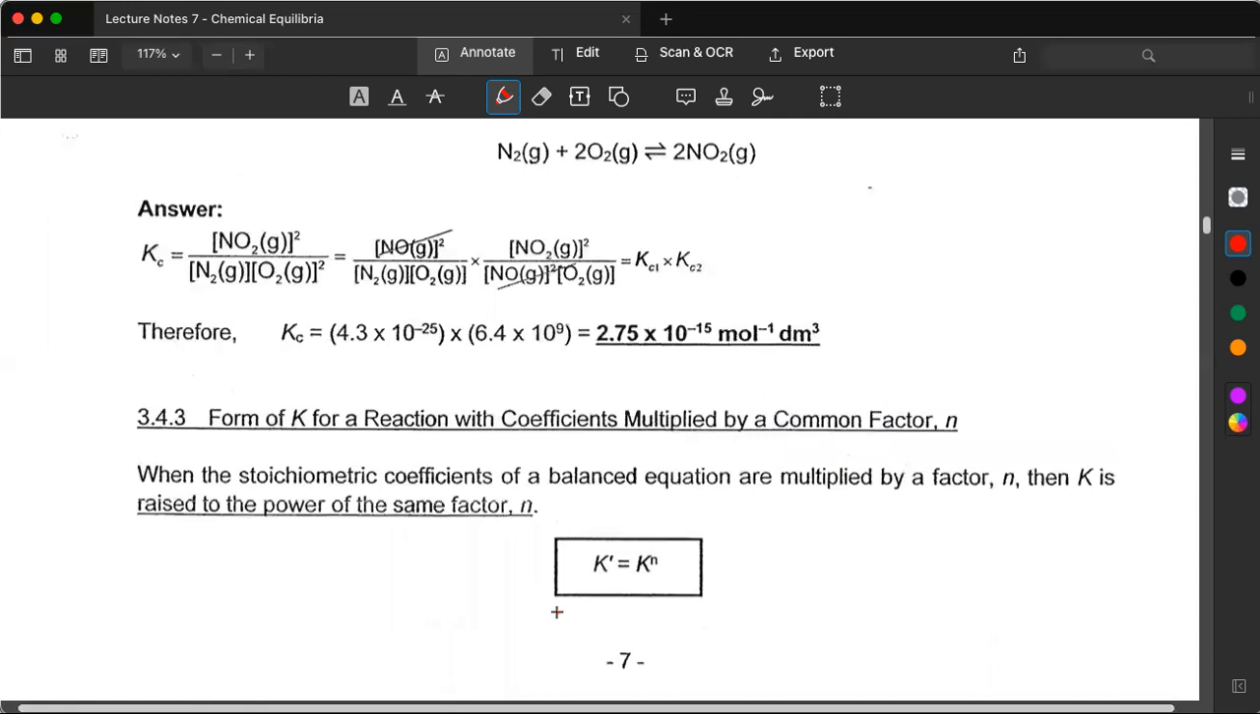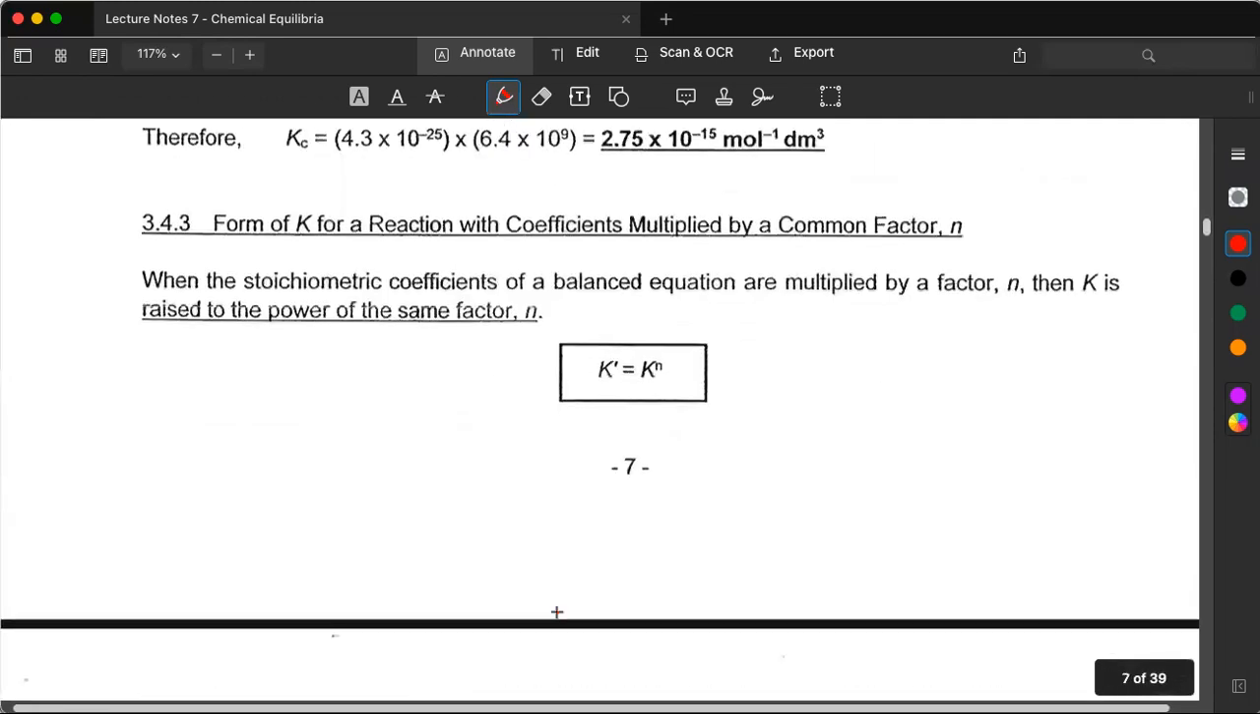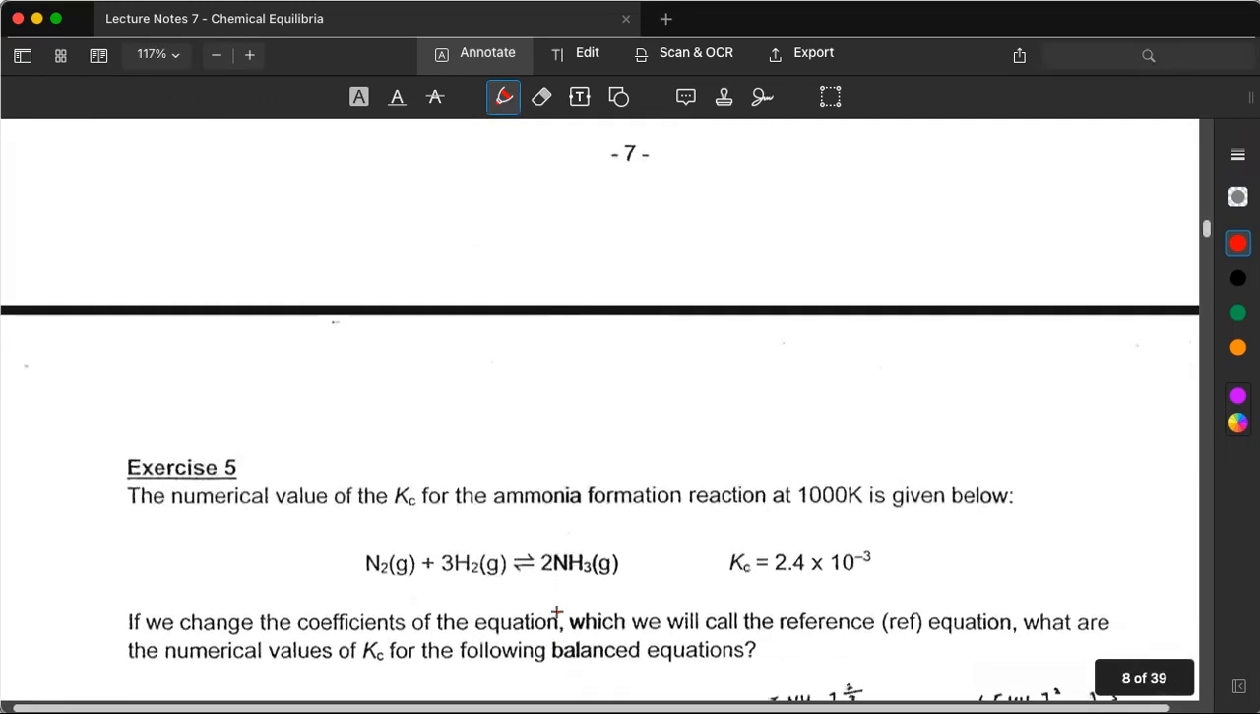Next, when the stoichiometric coefficients of a balanced equation are multiplied by a factor, then K is raised to the power of the same factor. Let's try an example, it's easier to understand from the example. The numerical value of Kc for ammonia formation is given below. Now if we change the coefficients of the equation, which we will call the reference equation, what will be the numerical values of Kc for the balanced equations?